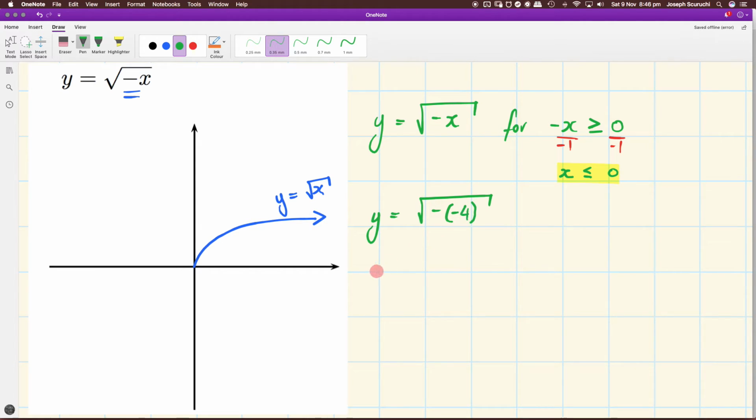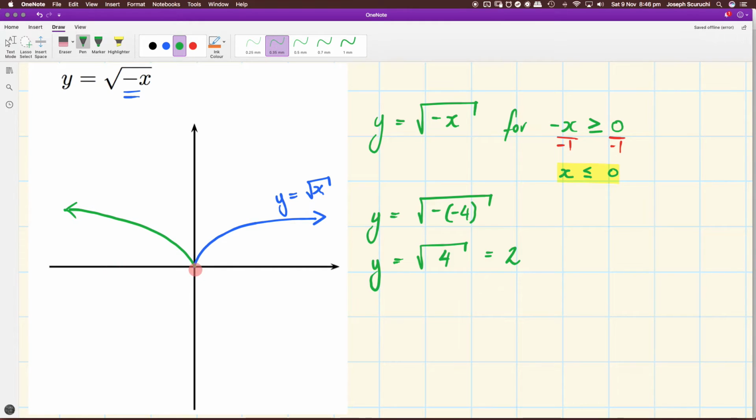If I put negative 4 in there, negative times negative is a positive, so I'm going to be left with 4. So I've got rid of that negative on the inside, and of course, I'm going to be left with 2. So basically what this is telling me is that x exists for everything less than or equal to 0. So it's literally just going to go in the opposite direction now.